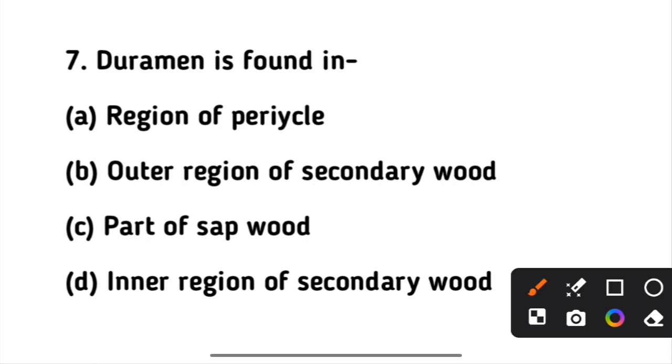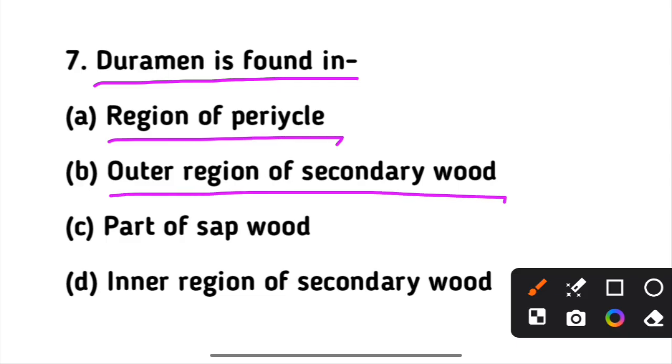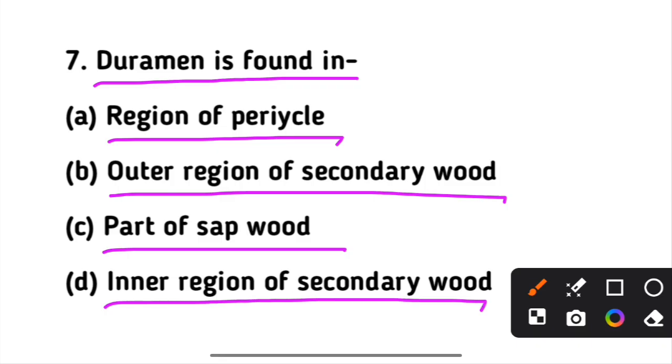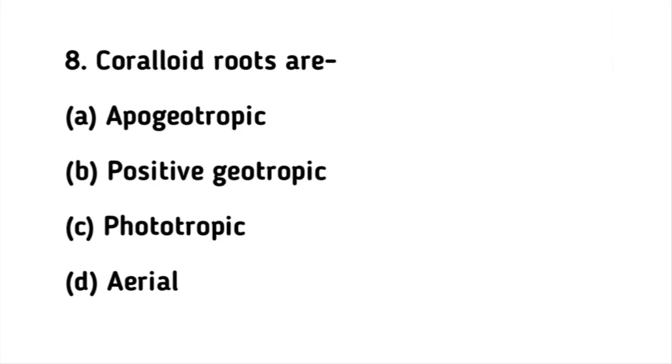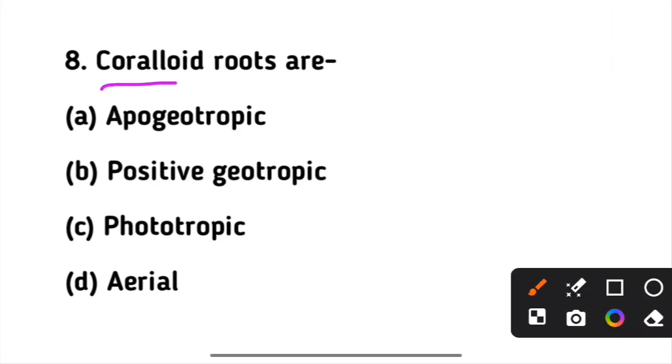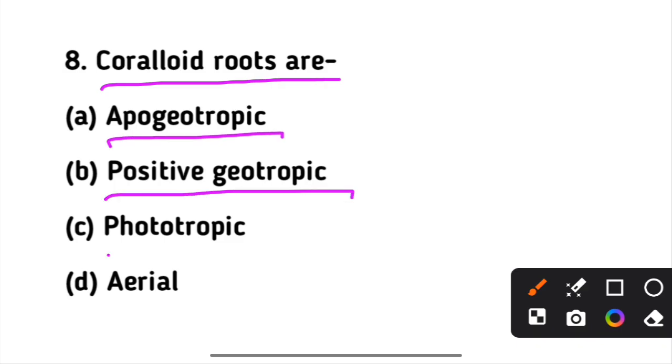Next question. Duramen is found in. Option A, region of pericycle. Option B, outer region of secondary wood. Option C, part of sapwood. Option D, inner region of secondary wood. Option D is correct. Duramen is found in inner region of secondary wood. Next question. Coralloid roots are. Option A, apogeotropic. Option B, positive geotropic. Option C, phototropic. Option D, aerial. Option A is correct, apogeotropic. Coralloid roots are apogeotropic.